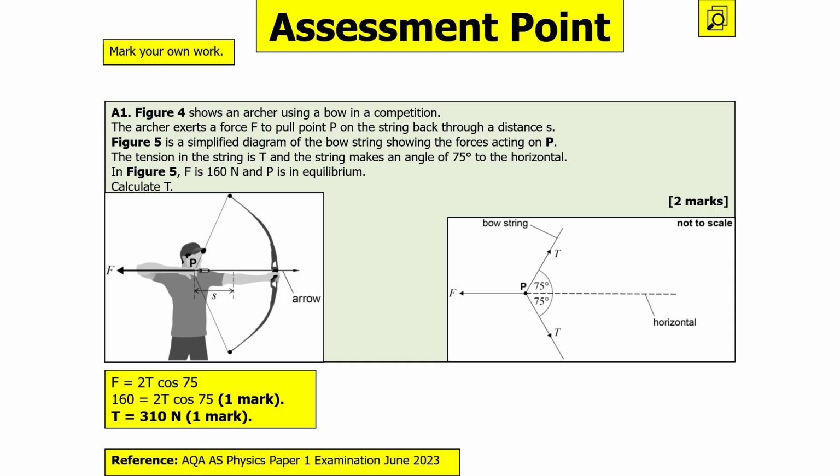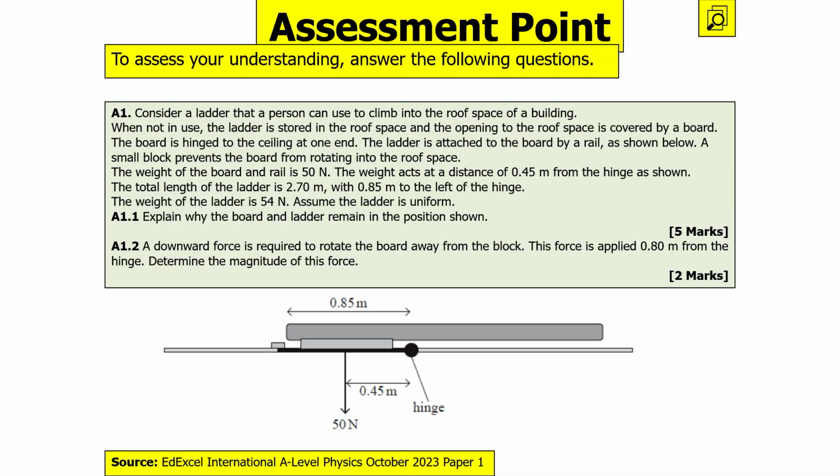Consider a ladder that a person can use to climb into the roof space of a building. When not in use, the ladder is stored in the roof space and the opening to the roof space is covered by a board. The board is hinged to the ceiling at one end. The ladder is attached to the board by a rail as shown below. A small block prevents the board from rotating into the roof space.